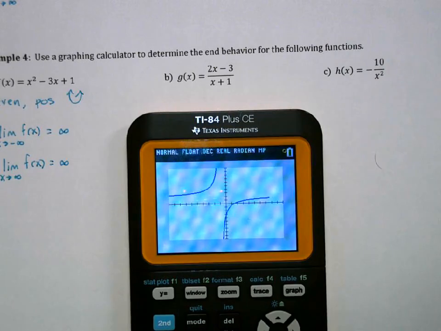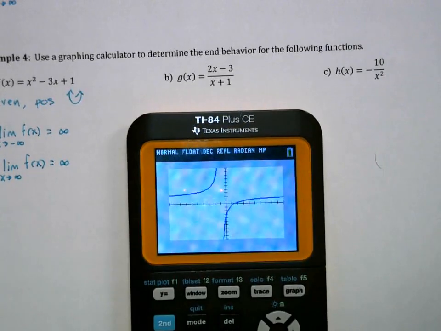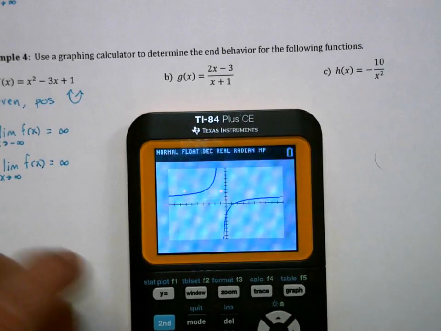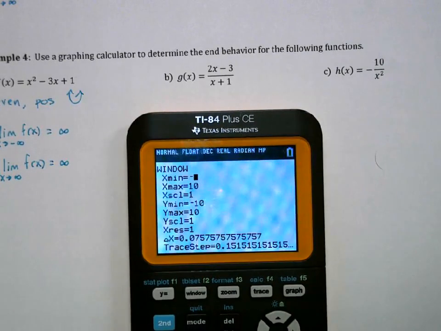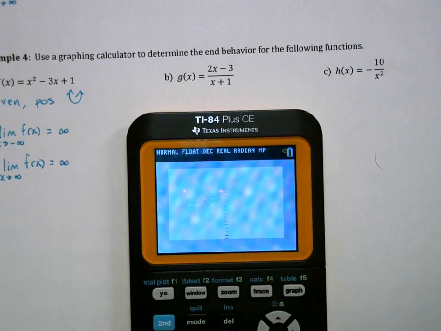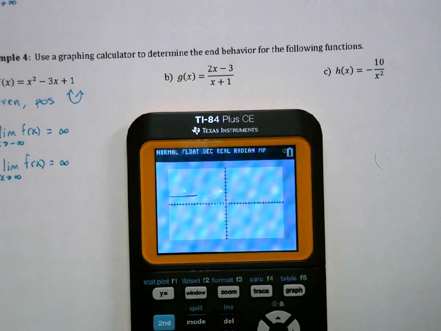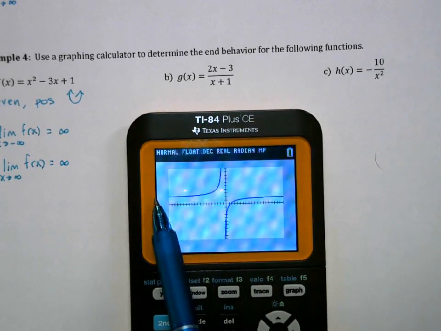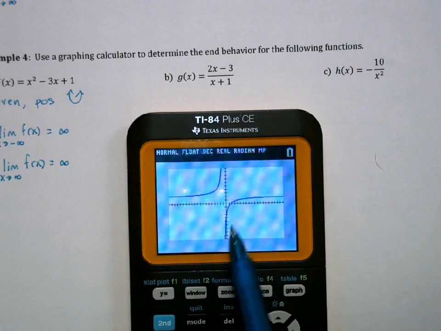So what should become apparent, and I'm actually going to zoom out, is the graph isn't just increasing or decreasing without bound. It's actually approaching a single value. If I change my window, I'm going to go from like negative 20 to 20. And we're going to see this graph has what we call a horizontal asymptote. This side of the graph is approaching it from the top side. This side is approaching it from the bottom side.